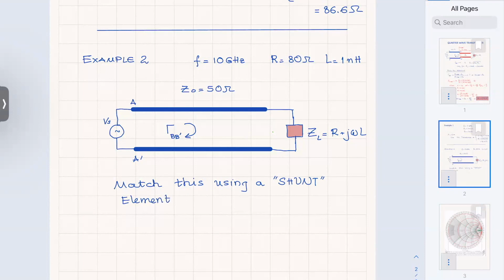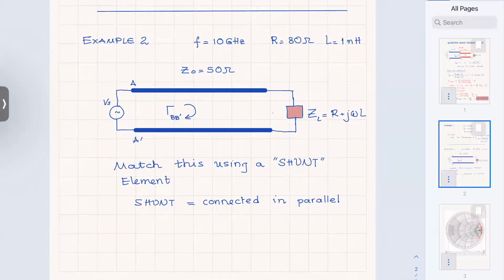Okay, shunt means in parallel. Connected in parallel. What is a parallel connection? It's a component, all right? So in parallel means, as you will see, that it has to connect to the two lines. Not series as we did it last time, like this. So that's what the problem says.